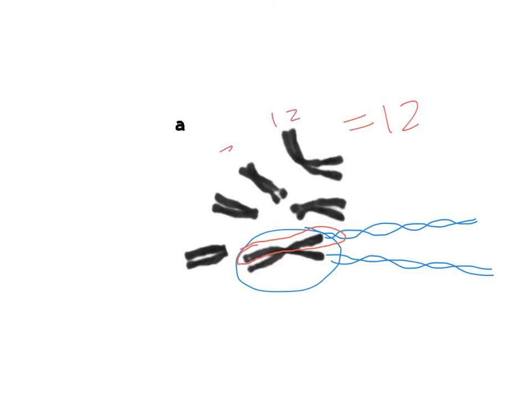1, 2, 3, 4, 5, 6, 7, 8, 9, 10, 11, and 12. Now, for those of you that said there are 6 chromosomes, maybe you were right, because there's a little subtlety here.